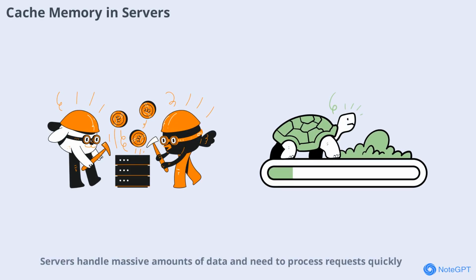Servers handle massive amounts of data and need to process requests quickly. Cache memory plays a vital role in ensuring that servers can respond to users without delay. By storing frequently accessed data in cache, servers can handle more requests and deliver better performance for websites and applications.